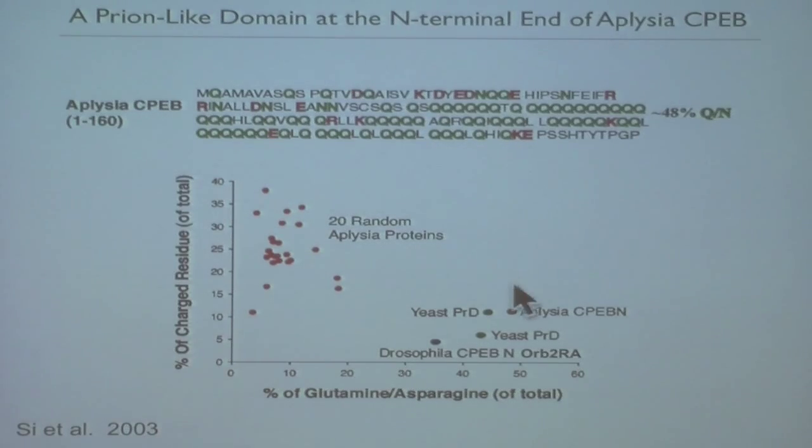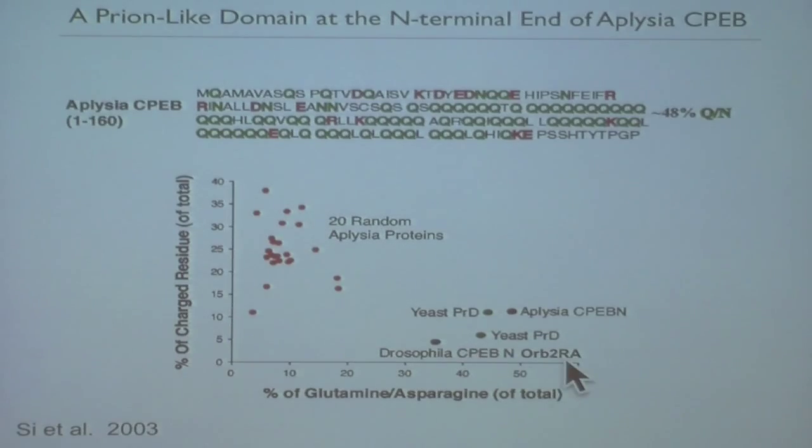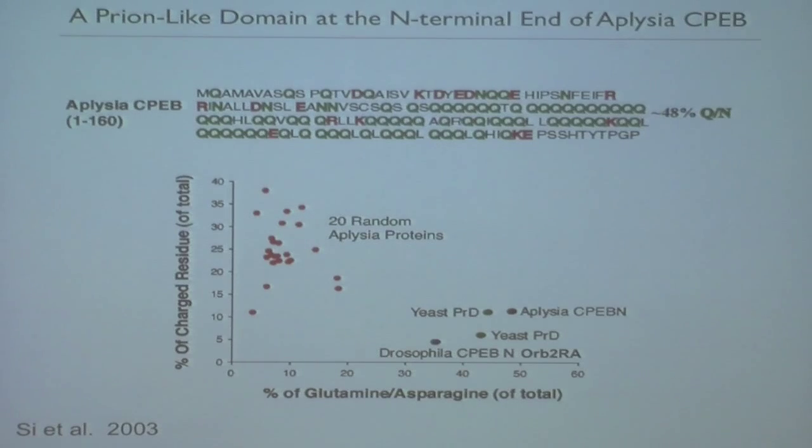Because if you look at proteins like this, you see that in yeast, these proteins have prion-like properties. These are 2 classical yeast prions, and you see that the Aplysia CPEB falls right into this category. There's only about 45% in those; this is even more. Moreover, he noticed there's a Drosophila homolog, ORB2A, which I'm going to say something about in a moment, that also is enriched in these polar residues. So he wondered whether or not the Aplysia CPEB has prion-like properties.